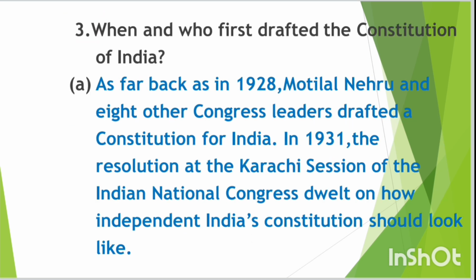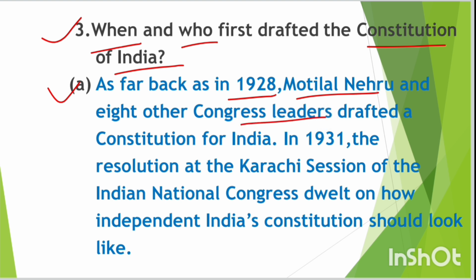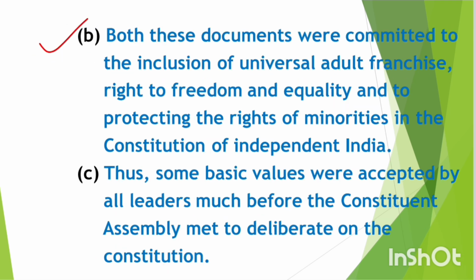So next question, question number 3: When and who first drafted the Constitution of India? Answer: First point, as far back as in 1928, Motilal Nehru and 8 other Congress leaders drafted the Constitution for India. In 1931, the resolution at the Karachi session of the Indian National Congress dwelt on how independent India's Constitution should look like. Next point, point B.